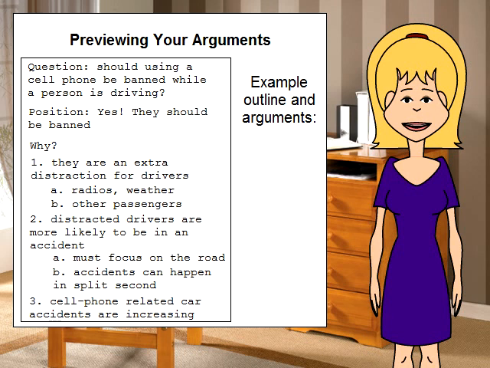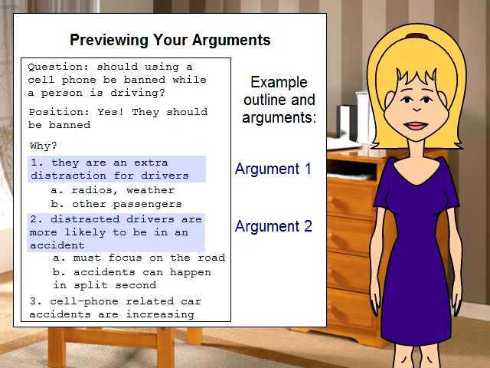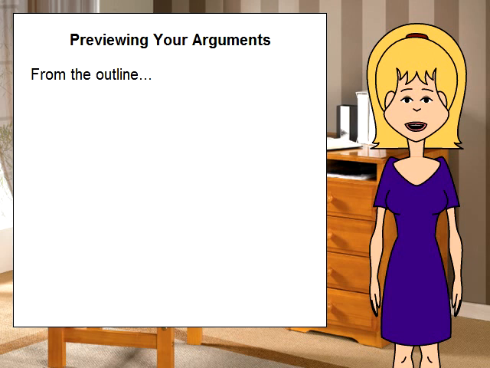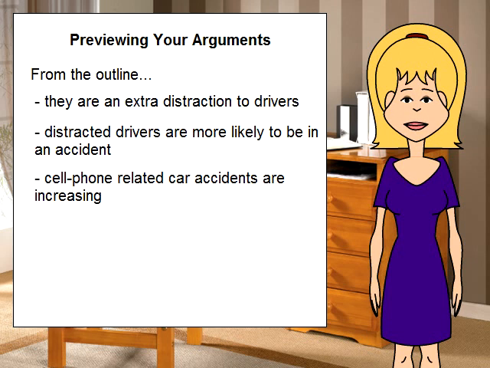This outline contains several arguments. First, it talks about cell phones as a distraction, and then mentions why distractions are dangerous. Lastly, it claims that accidents are increasing. So, from the outline, we have these three arguments.